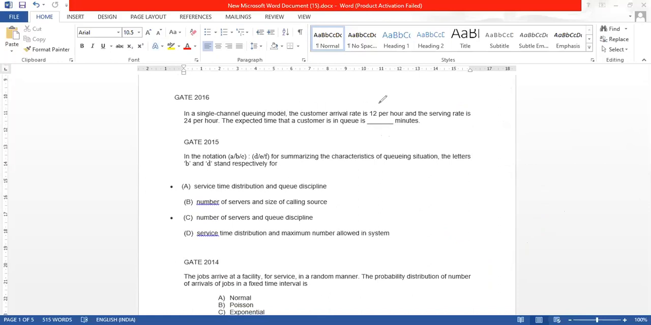Okay, this is a simple problem. Lambda is given, service rate is given. What is the expected time that a customer is in the queue? Expected time that the customer is in the queue is the waiting time in the queue. You can easily find it out.